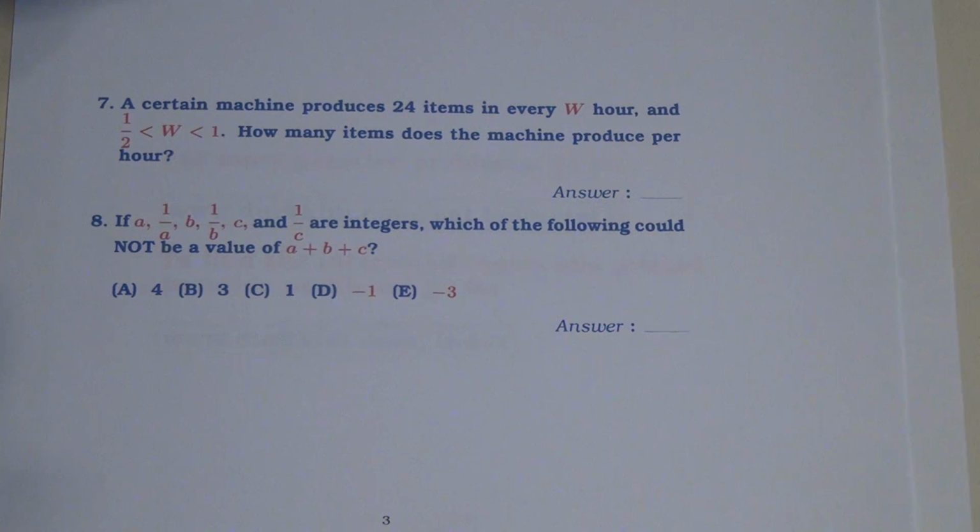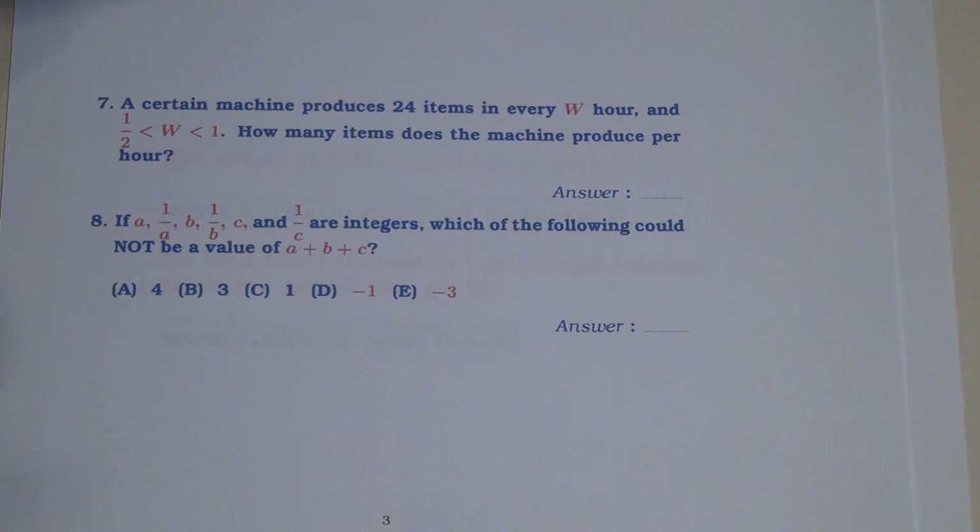Now number 7, a certain machine produces 24 items in every W hours, and the W is greater than half or less than 1. How many items does the machine produce per hour? Okay, number 8. If A, 1 over A, B, 1 over B, C, and 1 over C are integers.